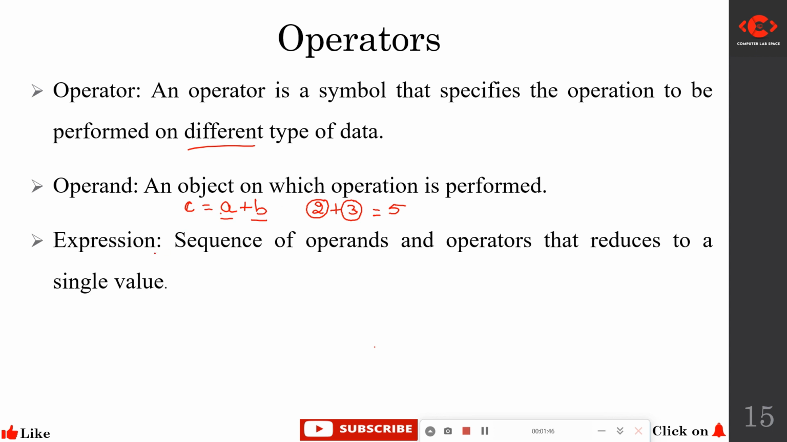Then what is an expression? An expression is nothing but a sequence of these operands and operators which gives us a result, that is a single value. So this is what we call an expression. Here 2 plus 3 is an expression which is reduced to give us the single value 5. Is it clear? So this is what an expression is.